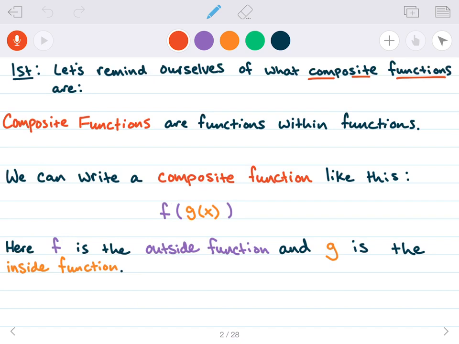So the first thing to do is to talk about what composite functions are, to just remind ourselves. Composite functions are just functions inside functions. And the way that we can write composite functions is like this, f of g of x. So we're putting a function g of x into the variable x of f of x. Here f is the outside function and g is the inside function. Whatever we're putting into the variable for f is the inside function. So let's just do a bunch of examples with this.